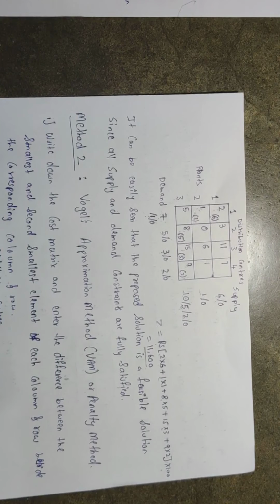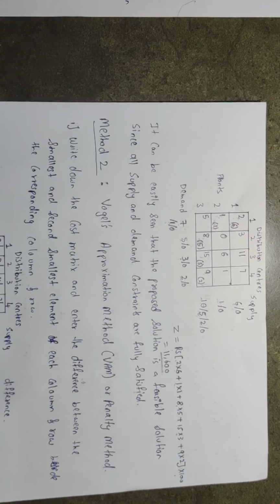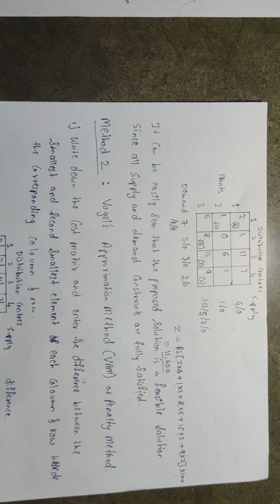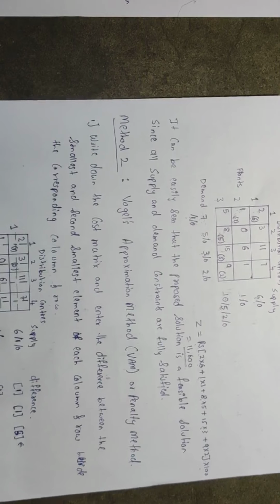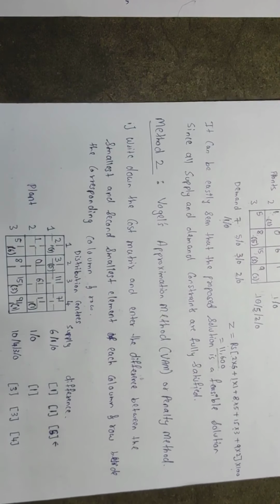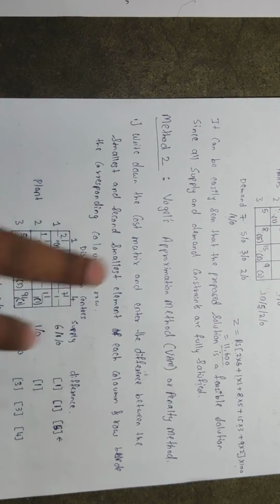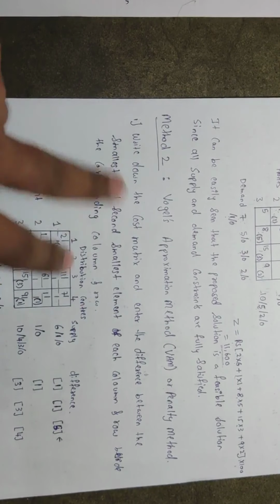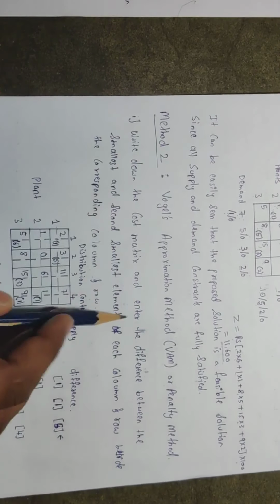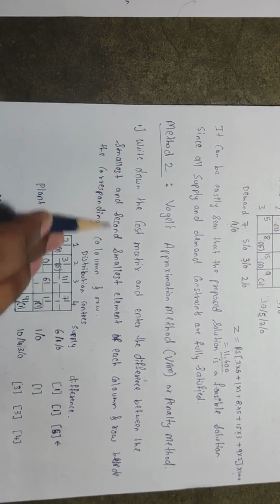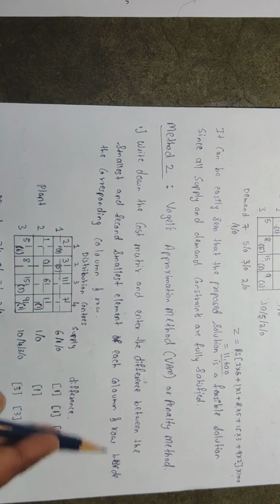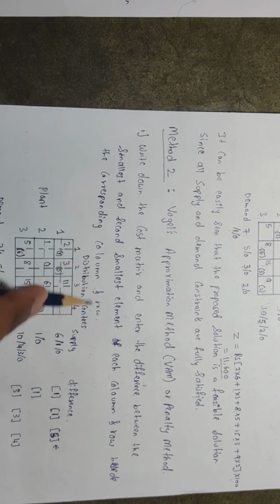This method is a little bit complicated compared to the northwest corner rule, but we have to understand it very carefully because it is a very important method. Okay, we are going to see here now the second step. I have written here step by step what it says. Vogel's approximation method: the first statement says write down the cost matrix and enter the difference between the smallest and second smallest element of each column and row behind the corresponding column and row.